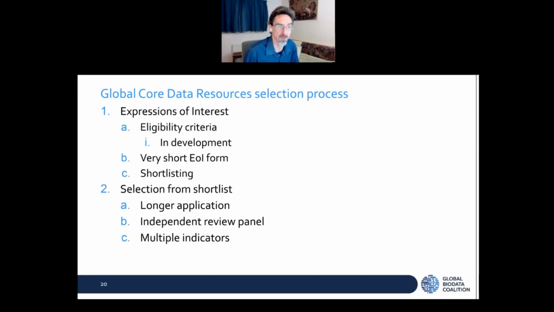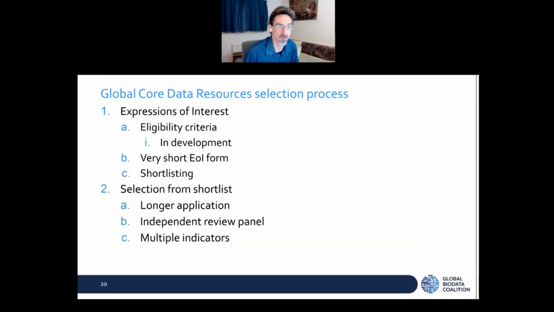Once we have solicited expressions of interest, we will do a shortlist. Selection from the shortlist will be very similar to a grant application. We will invite longer applications. There will be a review panel. The review panel will look at multiple indicators and select global core data resources. Now, other key points here are that the selection of global core data resources is not a one-off event. It will be regular, probably every 2 or 3 years, which is about the frequency that is practical to run.